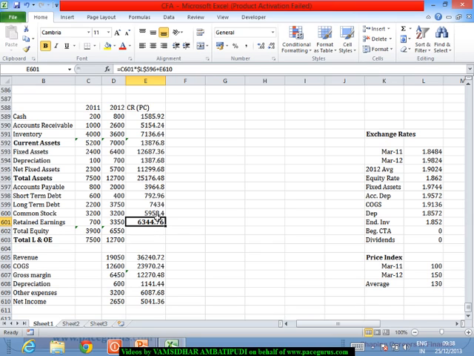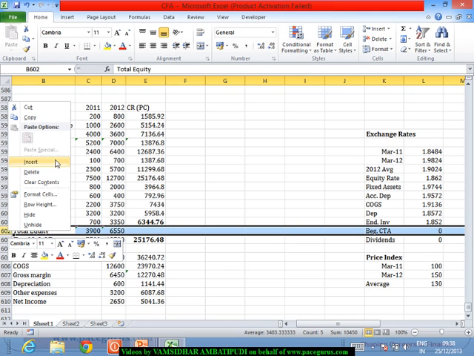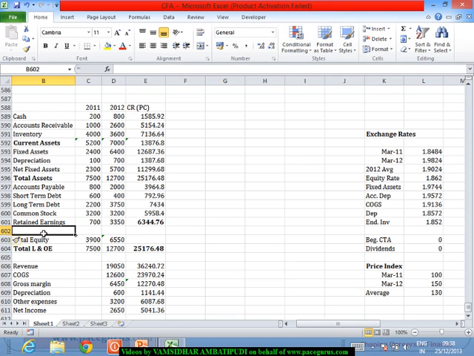And I know that my total liabilities should be equal to the total assets. So this number I will directly take as 25,176 because they are equal to total assets. And this is where I will introduce one additional element. In the current rate method, this is the adjustment account called the cumulative translation adjustment.